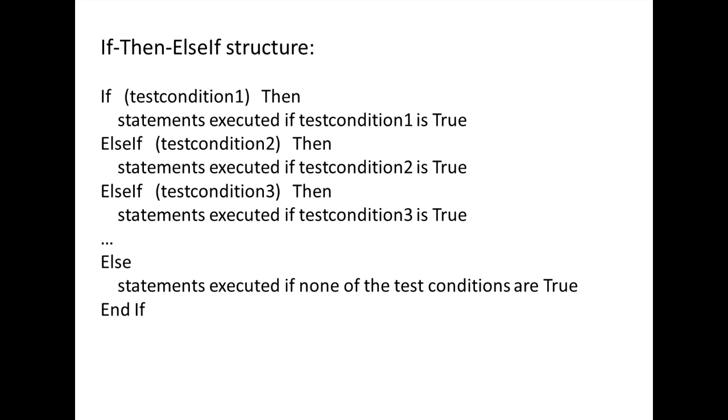For situations like these, we can use an if-then-else-if structure. In this type of structure, the program proceeds down the list of test conditions until a true test condition is found. Once a true test condition is found, the statements between that test condition and the next else if are executed. Then the program jumps to end if, ignoring the remaining test conditions even if some of them are also true. If none of the test conditions are true, the statements between else and end if will be executed.